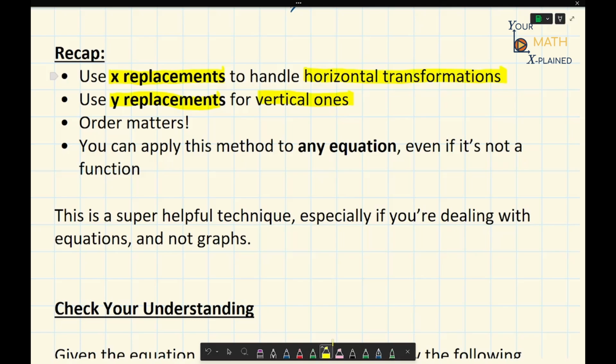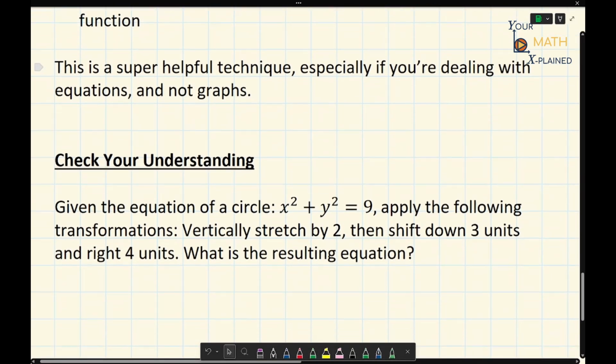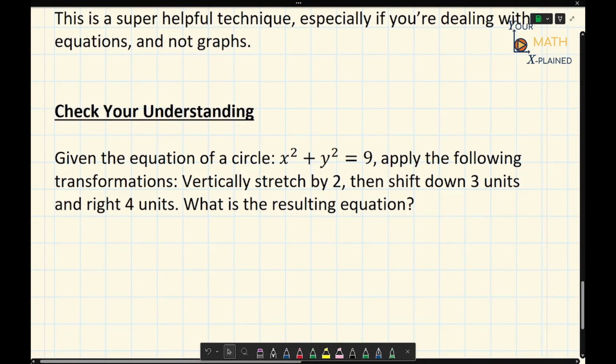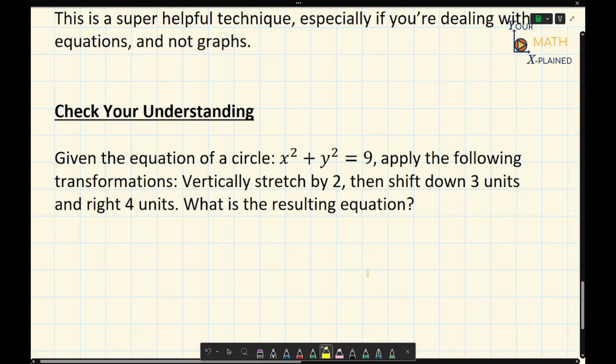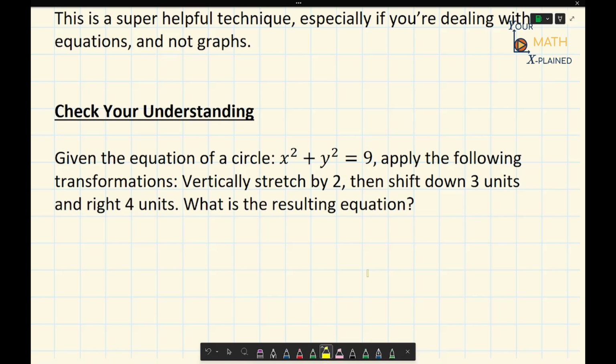So now for check your understanding, we are given the equation of a circle. So notice how this is not a function. Okay, so we have the equation of a circle, which is x squared plus y squared is equal to 9. And we want to apply the following transformations. We want to first stretch it vertically by 2, and then shift it down 3 units, and then we shift it 4 units to the right. So what is the resulting equation going to be?